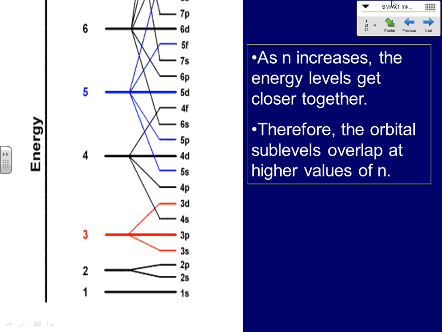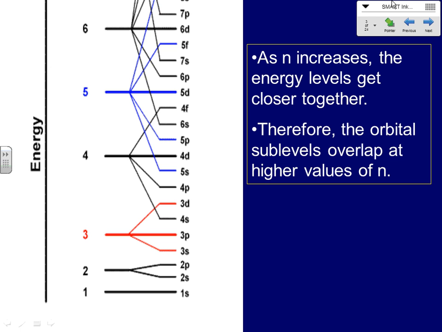So if we represent it in terms of a picture here, I've got 1s, and then in terms of energy, 2s is lower energy than 2p. So if I'm filling electrons and I'm starting from the lowest, I fill the 1s first, then I fill the 2s, then I fill the 2p.